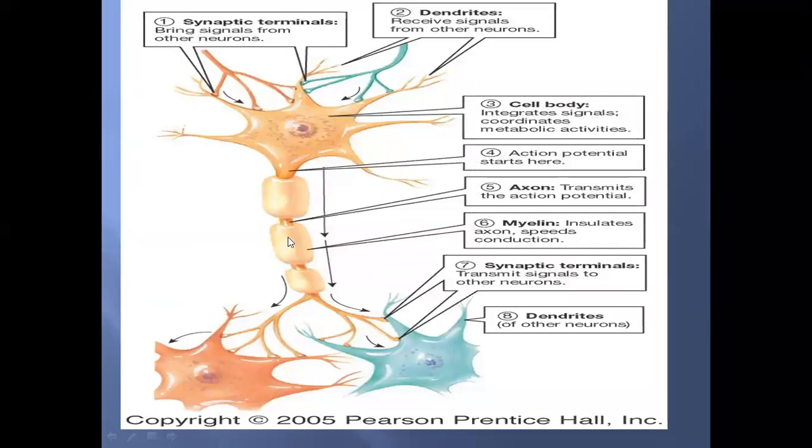Here is the myelin sheath, which insulates the axon and helps in speedy conduction of the impulse. Here again are the synaptic terminals. They transmit the signals to another neuron. Here they synapse with the dendrites.